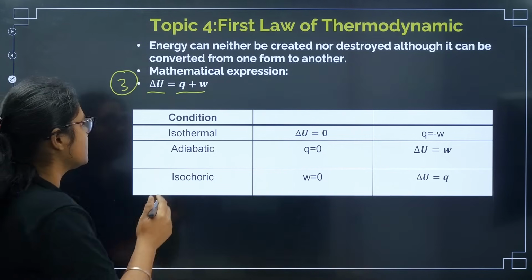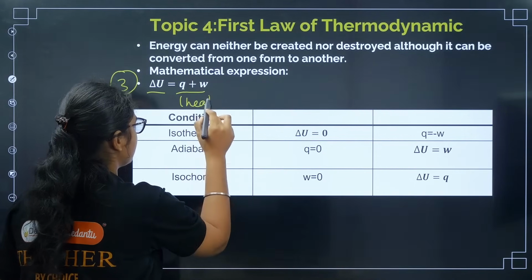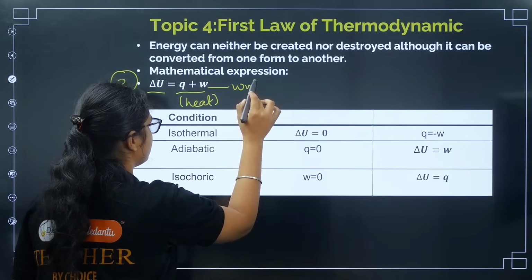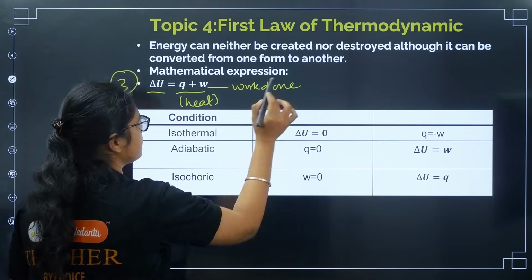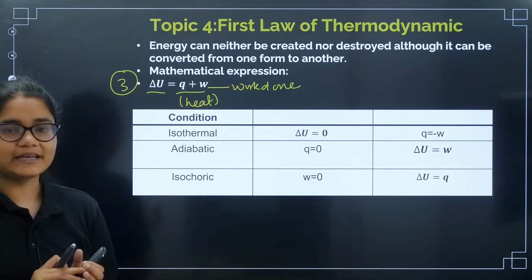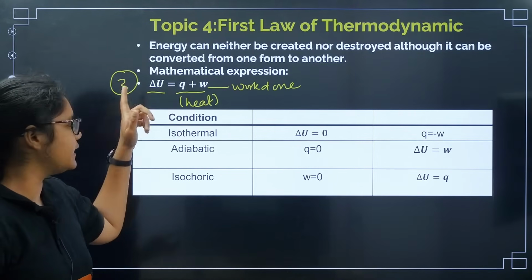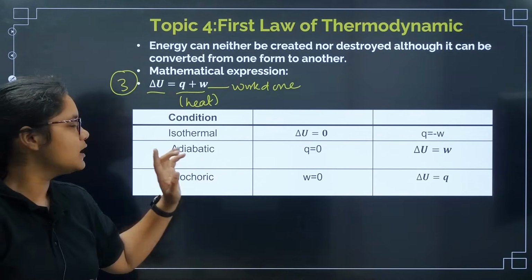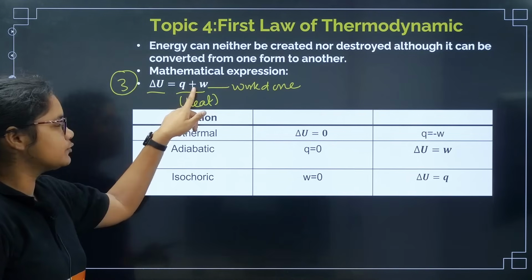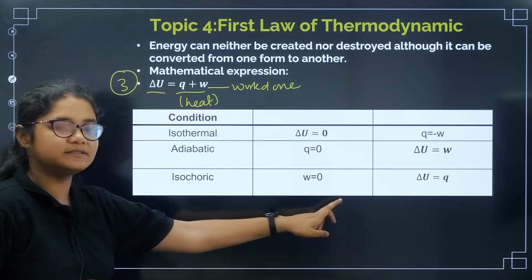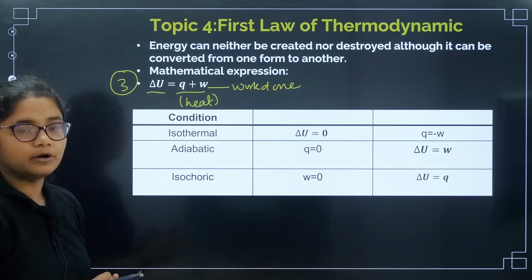Q is what here? Q is heat. And W is work done. I hope you will be knowing this one. Now if the process is adiabatic, Q is 0. Then delta U will be equal to W. Next, isochoric. In isochoric, work done will be 0. W will be 0. Then delta U will be equal to Q.